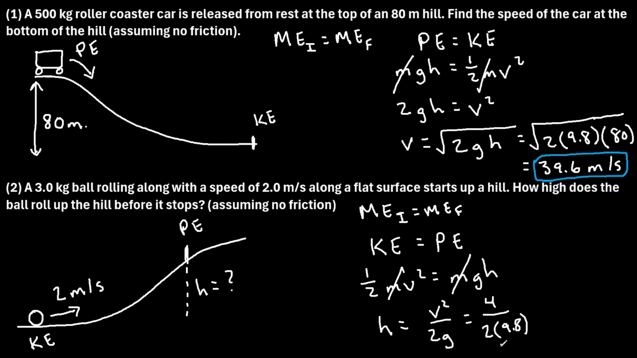Now we can divide the numerator and denominator both by 2, so this becomes a 2, and this becomes a 1. So really we get 2 divided by 9.8, and that comes out to about 0.2. And we're talking about height, so we'll say meters. So this is how high up the hill that the ball is going to roll before it comes to a stop. So those were 2 examples of how to solve very common conservation of energy problems in physics.